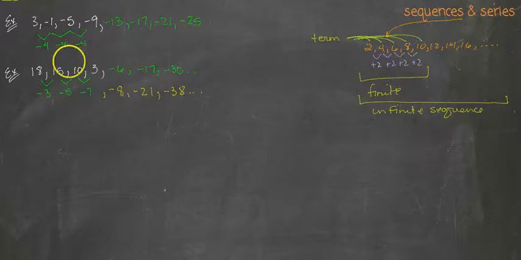So a more useful or more valuable way to determine the elements or the terms of a sequence would be a formula. And it turns out for sequences, there are two types. One is called a recursive.